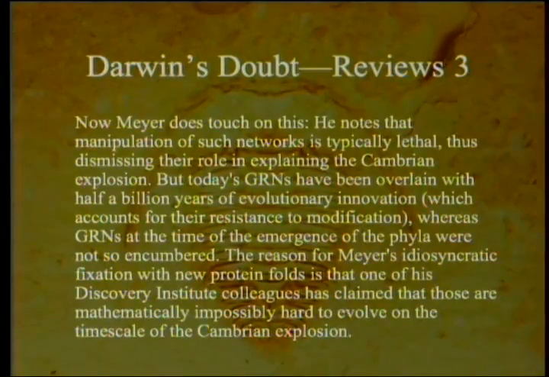Now, Meyer does touch on this. He notes that manipulation of such networks is typically lethal, thus dismissing their role in explaining the Cambrian explosion. But today's GRNs have been overlain with 500 million years of evolutionary innovation, which accounts for their resistance to modification, whereas GRNs at the time of the emergence of the phyla were not so encumbered.